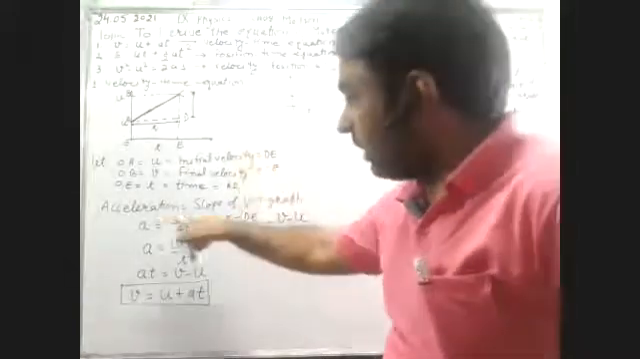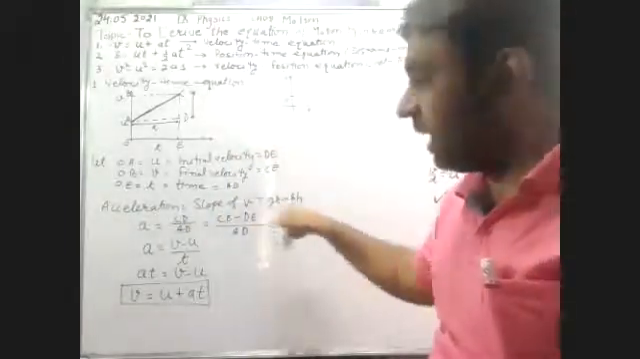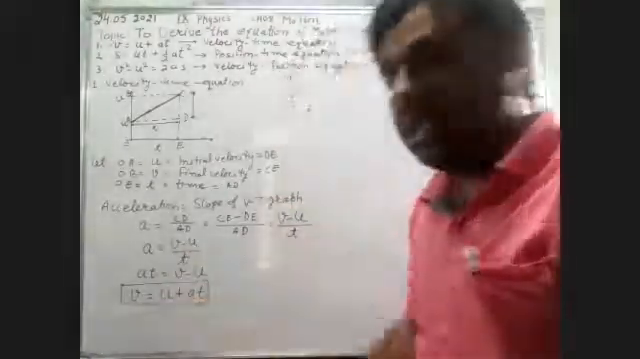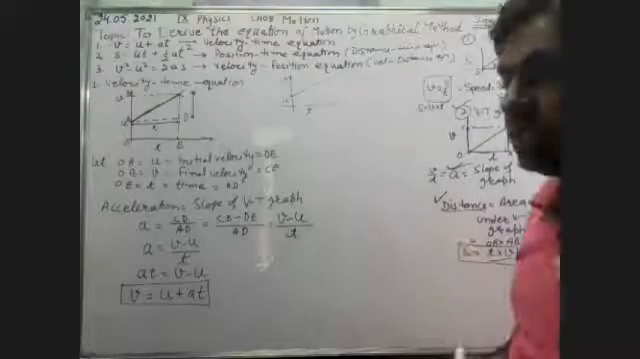And what is the graphical method? Acceleration is equal to the slope of the velocity time graph. So cross multiply, V is equal to U plus AT. This is our first equation of motion. So students, you can take a screenshot of this.